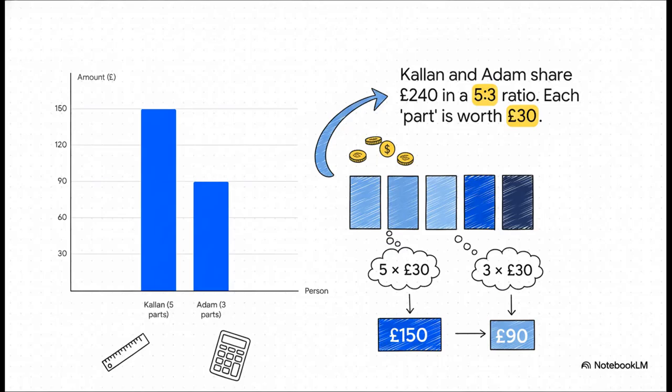And here's the same idea, but with a bar chart, which can make it really visual. Callan and Adam are sharing 240 pounds in a 5 to 3 ratio. Okay, so in total, that's 8 parts, or 8 blocks. You just divide the 240 pounds by those 8 blocks, and you find out each one is worth 30 pounds. So Callan gets 5 blocks, that's 150 pounds, while Adam gets his 3 blocks, which is 90 pounds.